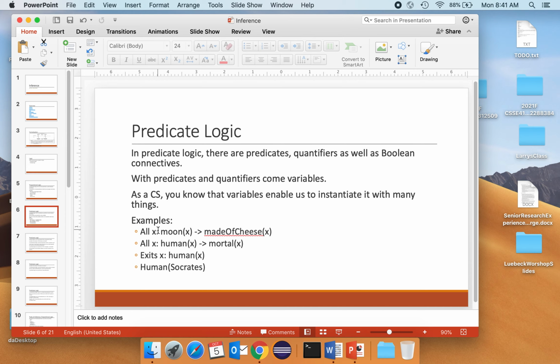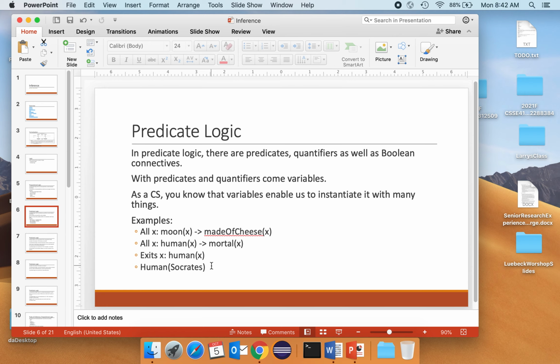For all x, if x is a moon, then x is made of cheese. For all x, if x is a human, then x is mortal. There exists some x such that x is a human, so there's a human. And then again, something that we have seen already in propositional logic, Socrates human. So again, in the system that I will show you later on, we will see propositions like this.